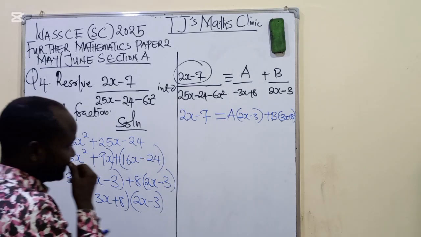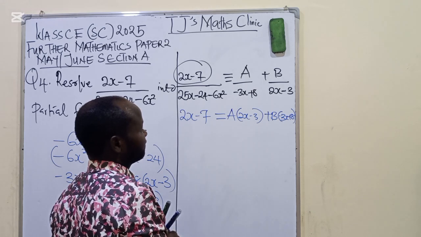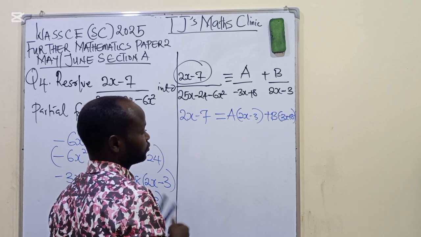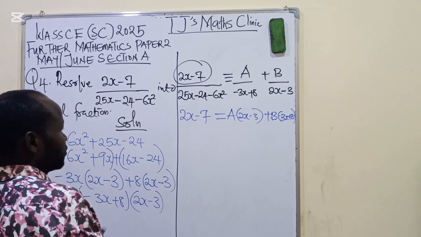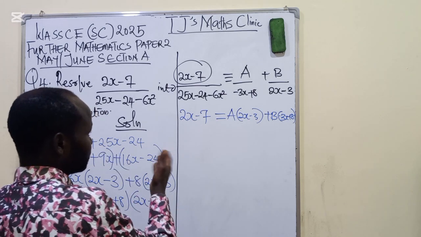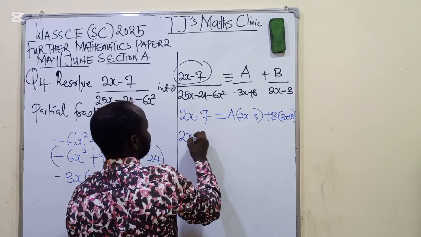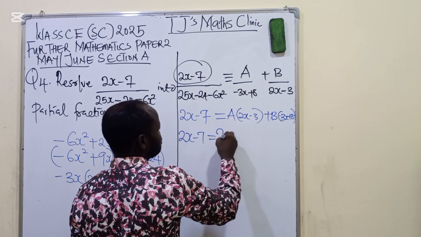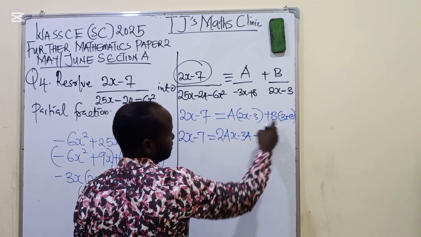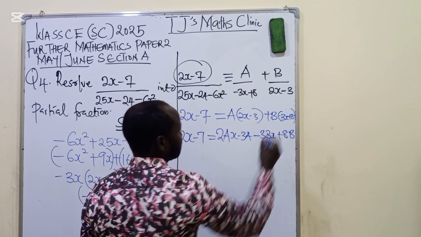Here the aim is to find A and B. If we look at it very well, what can we do to eliminate A? If we can't do that, we can clear the brackets and look at those with x, and if we can't use the elimination method, we can clear the brackets and compare the coefficients. So this will be 2x minus 7. Let's clear the brackets: 2Ax minus 3A minus B times 3x, that will be 3Bx, then plus 8B.